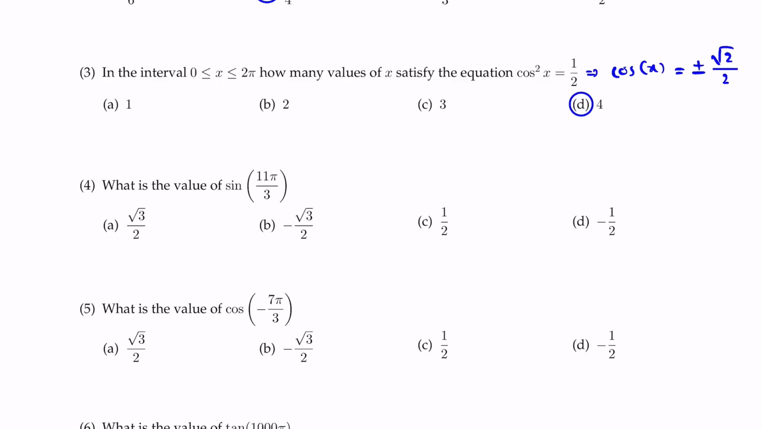Now, number 4, what is the value of sec of 11 pi over 3? So as I mentioned earlier, it's good to check for the reference angle. So in this case, the reference angle is alpha equal to pi over 3. Now, how could you get to 11 pi over 3? So you consider the unit circle and draw here.